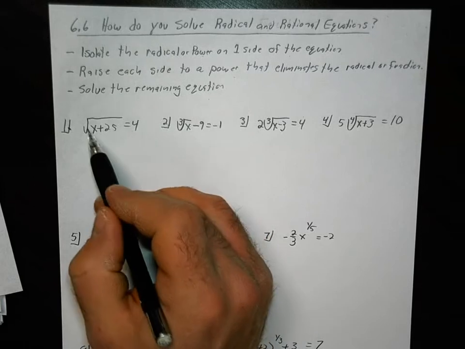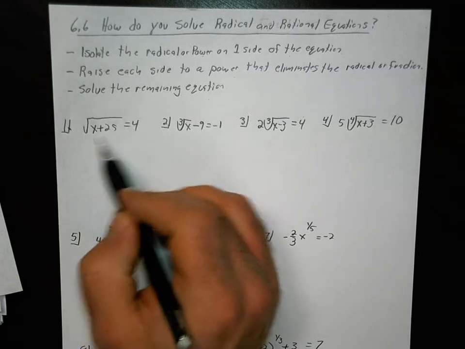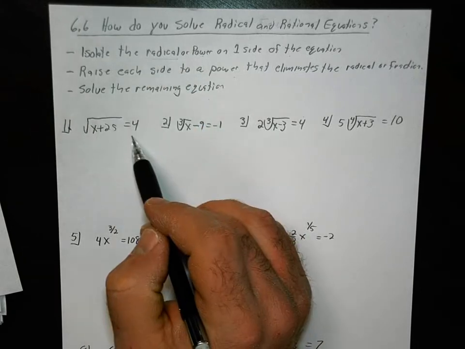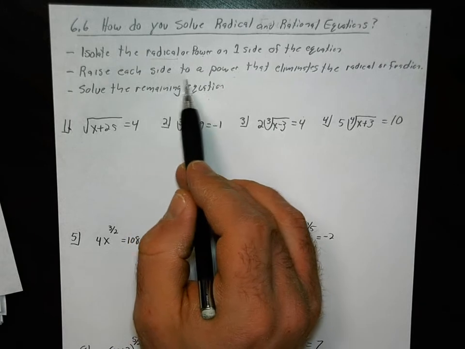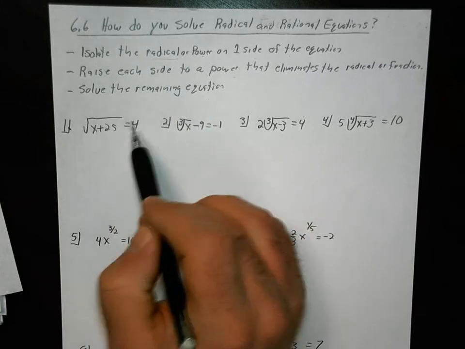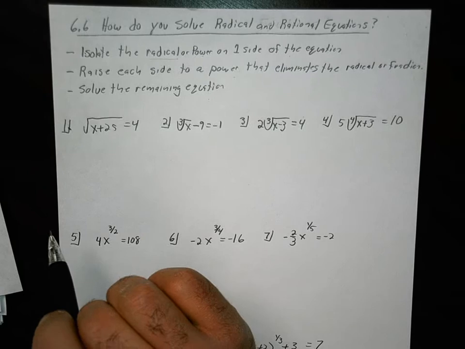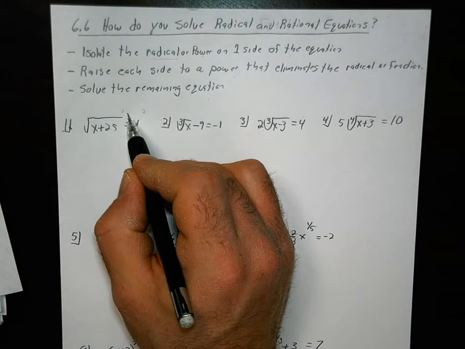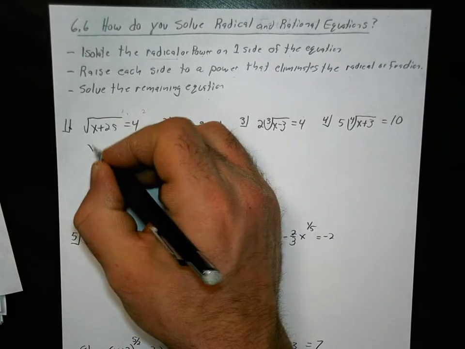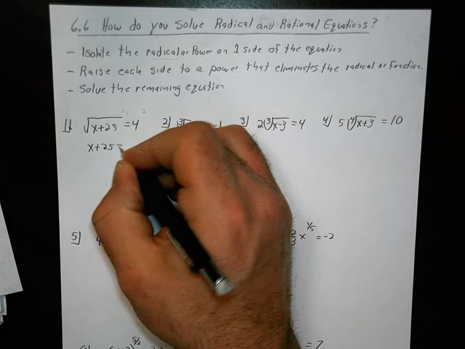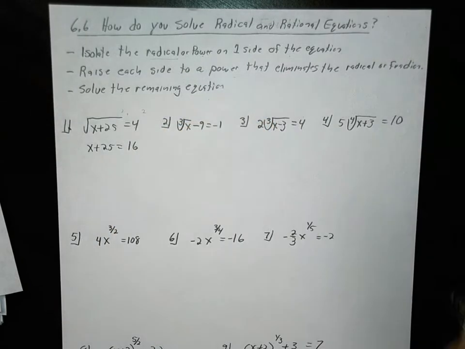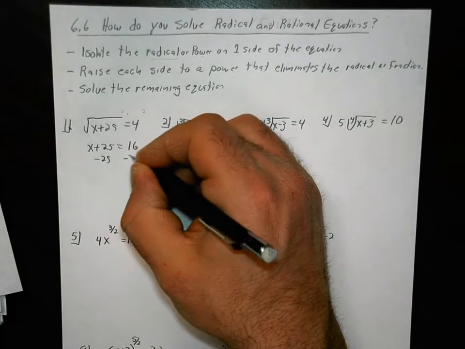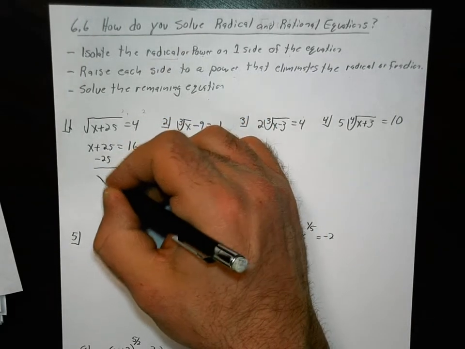So in this first problem, the square root is all by itself on the left side of the equation. So we've already isolated the radical. Okay, so we want to raise it to a power that eliminates the radical. So if it's a square root, I would square both sides to eliminate it. When I square both sides, the square root and the squared cancel each other out, so it just leaves the x plus 25, and 4 squared is 16. Now I solve the remaining equation, so I subtract 25 on each side, and I get x equals negative 9.